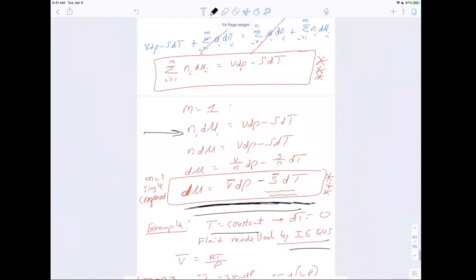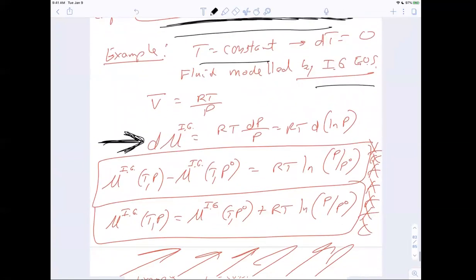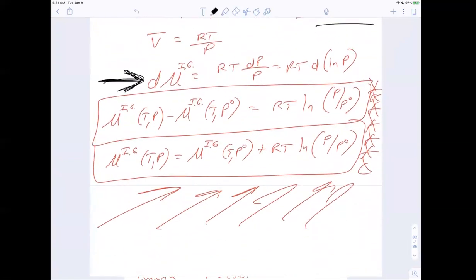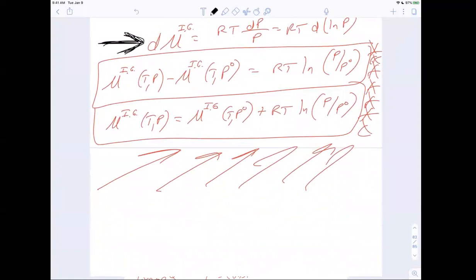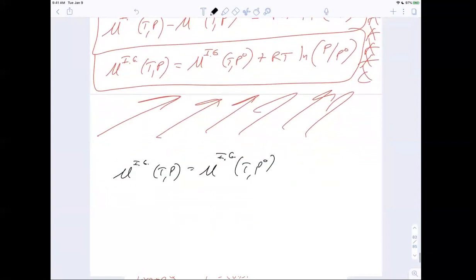Okay, so let's continue today. We can use that expression, and we saw for the ideal gas that we have this expression. So let me just rewrite it. Mu ideal gas at a particular temperature and pressure is equal to mu ideal gas at a particular temperature and reference pressure, P superscript 0, usually taken to be 1 bar, plus RT natural log of P over P0.